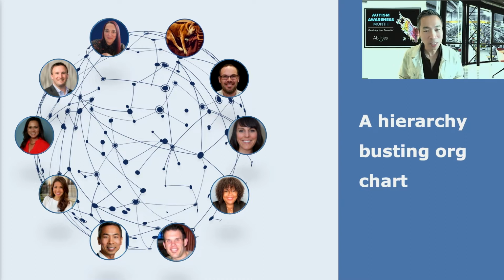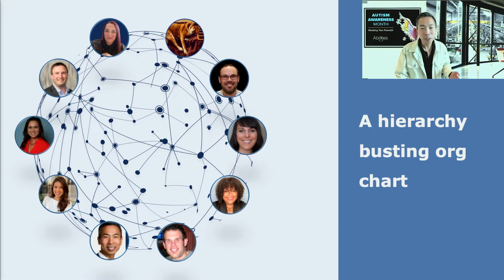Now, here's a simple example of behavior architecture. We're going to get more complex as we go throughout this presentation, but I wanted to start with this very simple org chart. This is the org chart I use for my team. How is it different than the org charts you're accustomed to seeing?